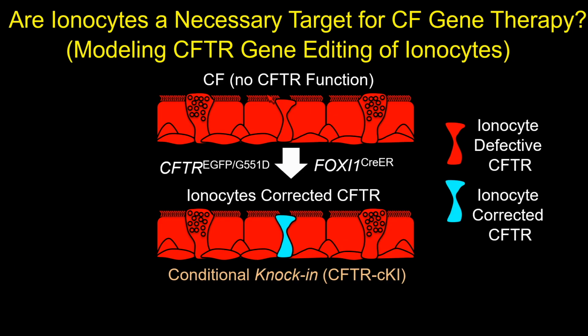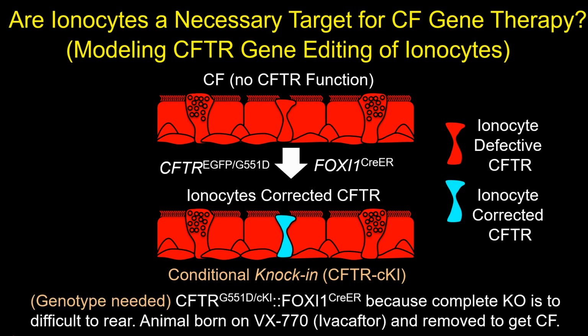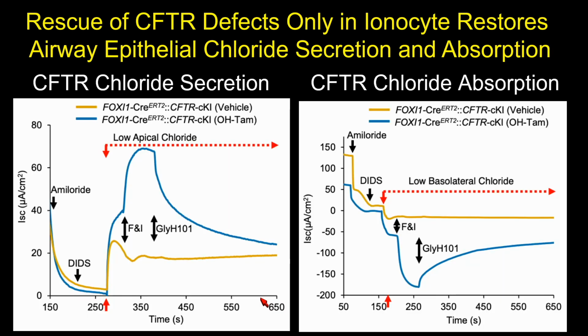As I mentioned, this is the theoretical gene editing experiment where 100% or close to it of ionocytes on a CF background regain CFTR function. So what are the results from this experiment? I'll just point out that we had to make these compound heterozygotes because we needed to rear the animals and keep them alive. So after they were born on CFTR modulator, they have one G551D allele and then the knock-in allele on the other.